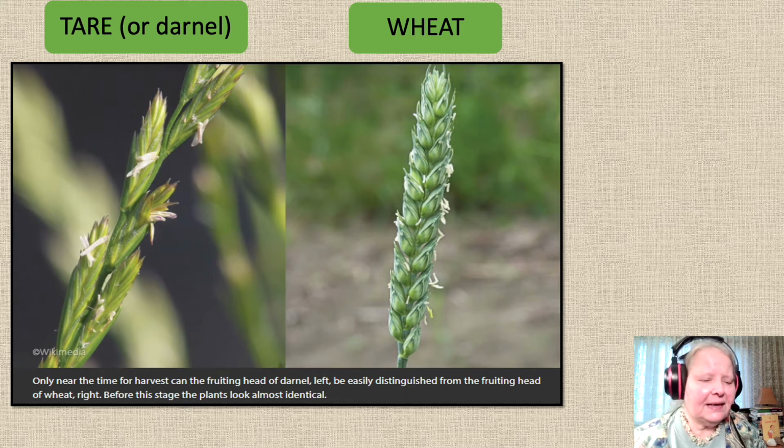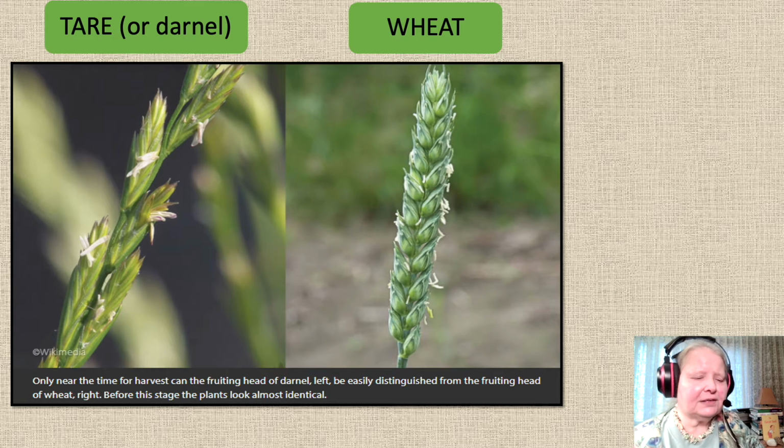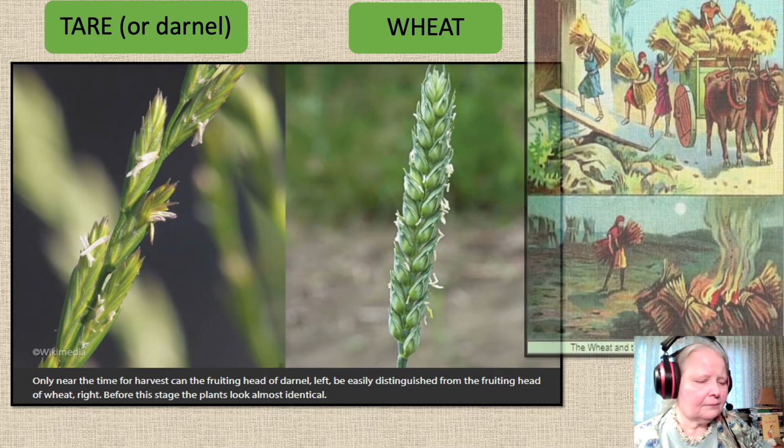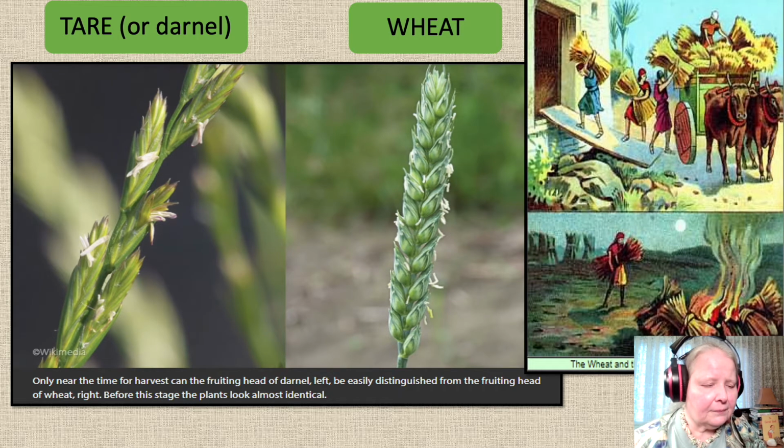The servants then asked, "Do you want us to go out and pull up the weeds?" "No," he answered. "You might also pull up the wheat. Leave the weeds alone until harvest time. Then I'll tell my workers to gather the weeds and tie them up together and burn them, but I'll have them store the wheat in my barn."